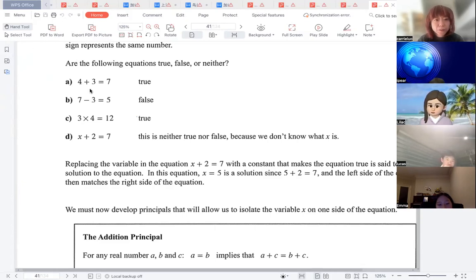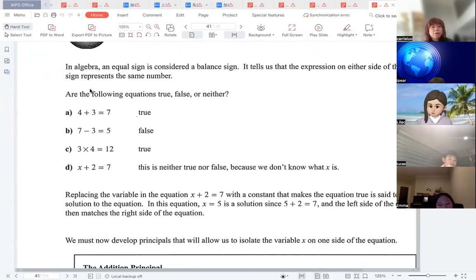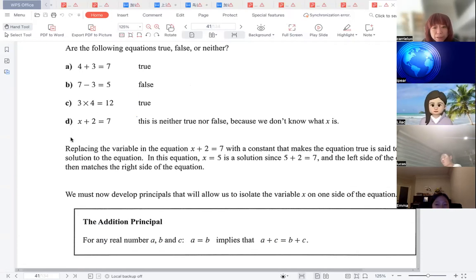So the first part, in algebra, each sign is considered as a balanced sign, right? An equal sign. So if you have 4 plus 3 equals 7, for sure it is true, but 7 minus 3 equals 5, it's not true, right? It is not true. Okay, so let's take a look at this one.